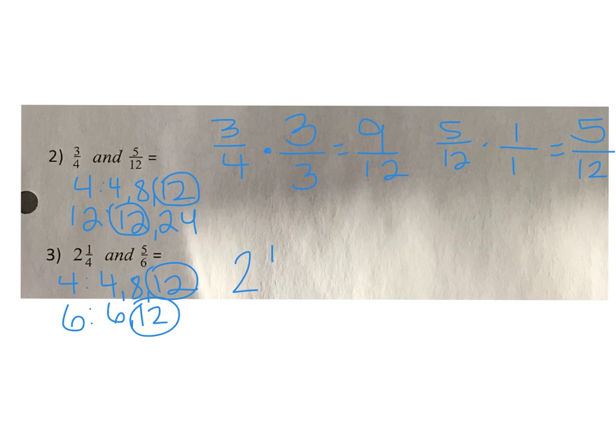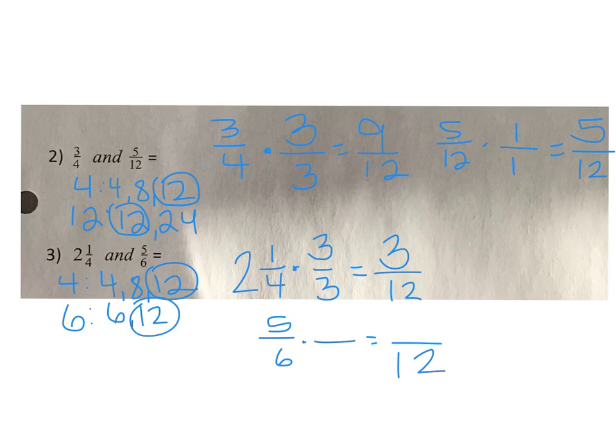So we have 2 1/4. We're just going to change the fraction part. Denominators of 12. I'm going to do this one below. 5/6: 6 times what gives me a denominator of 12? So 4 times 3 is 12, and 1 times 3 is 3, so we've got 3/12. So 2 3/12. 6 times 2 is 12. 5 times 2 is 10. Now we have 2 3/12 and 10/12. Remember, we want to get them with a common denominator.